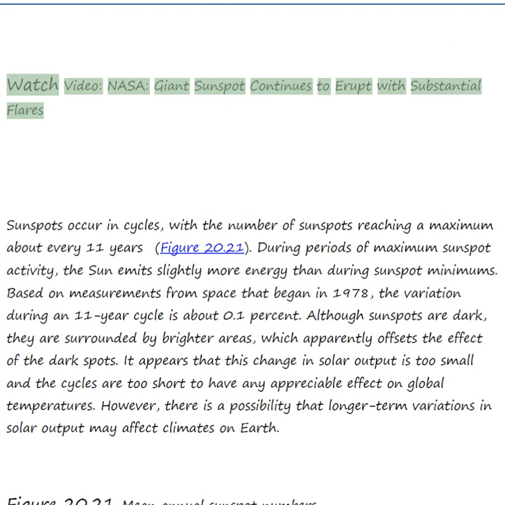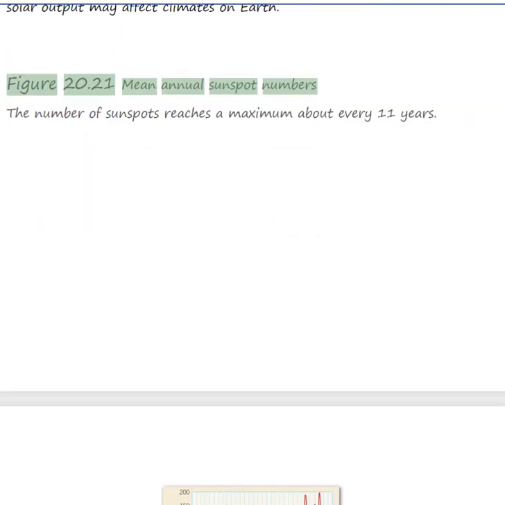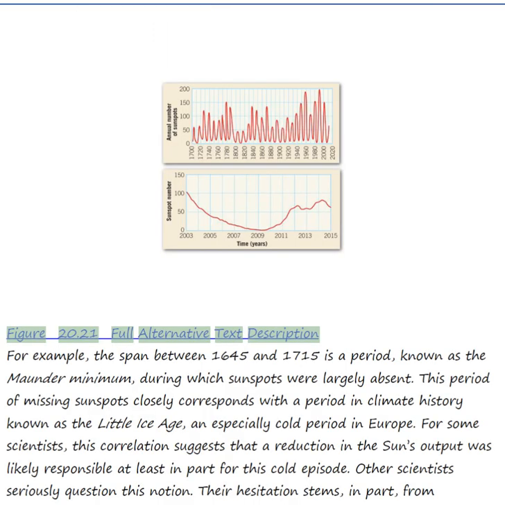Watch video. NASA, giant sunspot continues to erupt with substantial flares. Figure 20.21 Mean annual sunspot numbers. Figure 20.21 Full alternative text description.